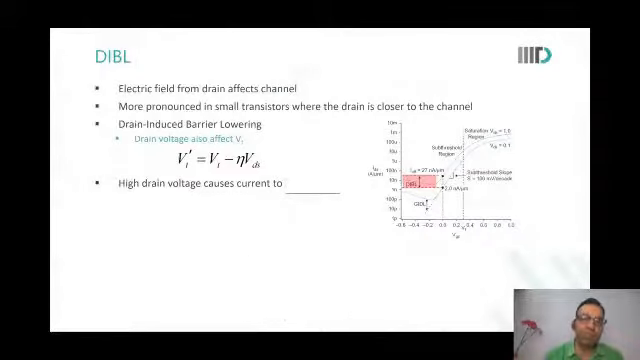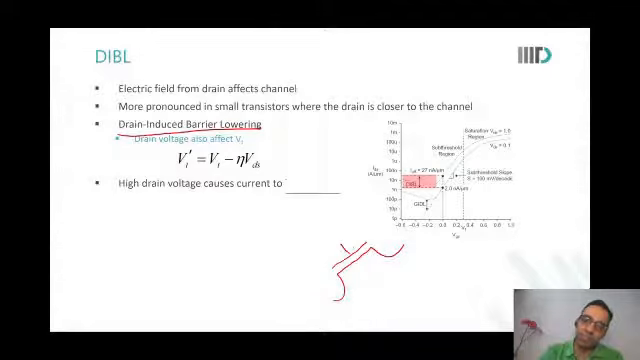Now we come to some other effects which are slightly nuanced but are important. One effect is drain-induced barrier lowering. What does this mean? Typically the leakage phenomenon is dependent on the gate voltage, what is the voltage at gate, and when it is off, even then some current is flowing from source to drain. Some electron flow is happening from source to drain. So that is your typical leakage definition.